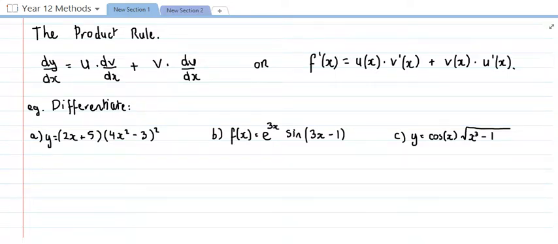Hi everyone and welcome to the videos on the product rule. Now, product rule, you can see I've written two different ways of expressing it here. So the first way using Leibniz notation, dy dx equals u dv dx plus v du dx. And look, this is a rule which you need to have committed to memory because it is quite important and it's used fairly extensively, particularly in exams.